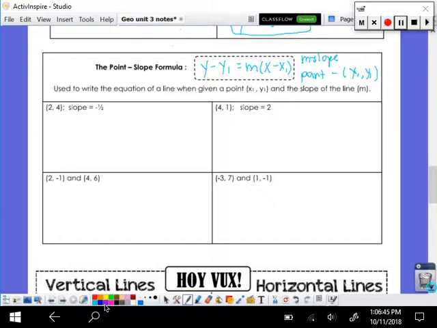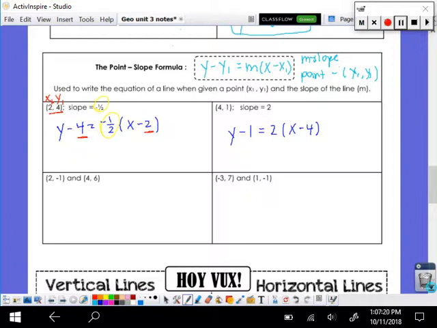So for the first two, we're given the point and the slope. So you just plug it in, really simple. Y minus 4 equals negative 1/2 x minus 2. Here's my slope, and here are my coordinates. 4, 2. Remember that's x1, y1. Okay, same thing for the second one. Y minus y1 equals slope times x minus x1.